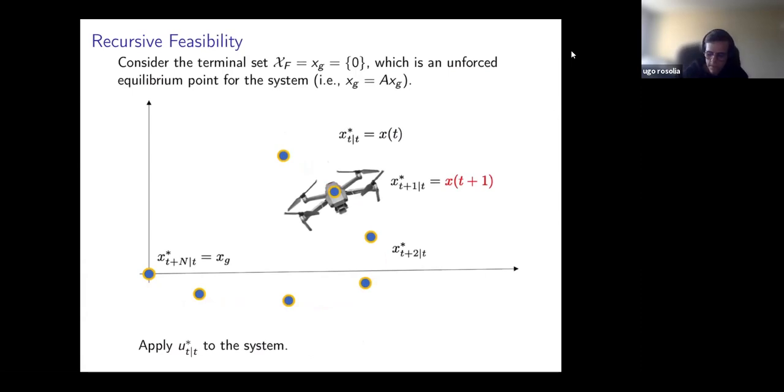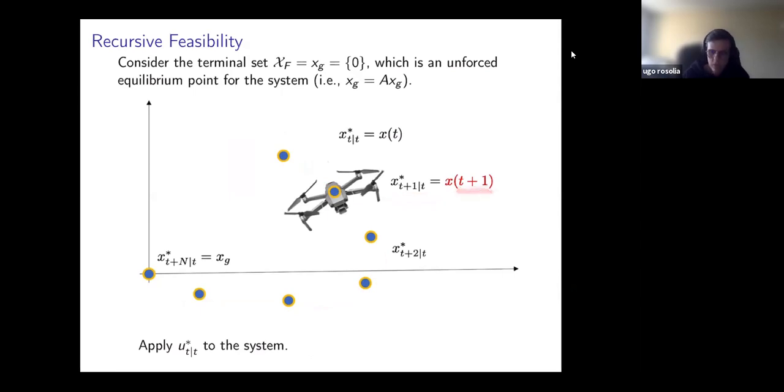So our drone at time t+1 will move to our predicted state at time t+1. So here we don't have model mismatch. Our system evolves exactly where we want it to.